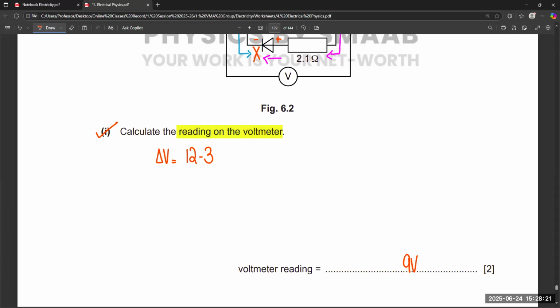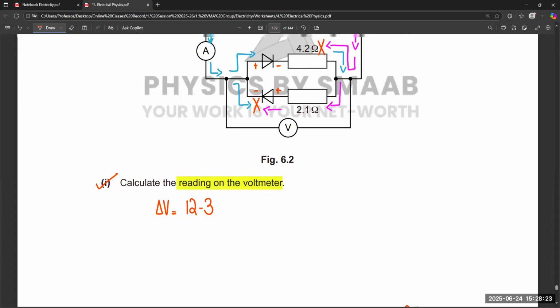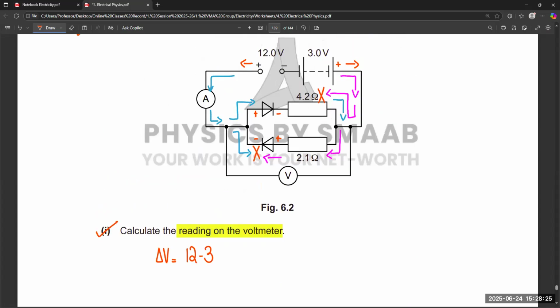Basically, it is for 2 marks, but you simply need to show that both are in opposite directions, so we need to subtract them. And 1 mark for writing the correct answer. Okay.